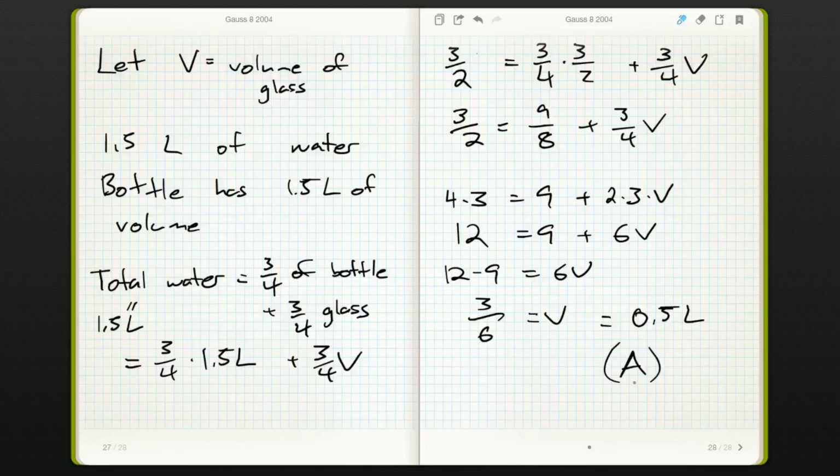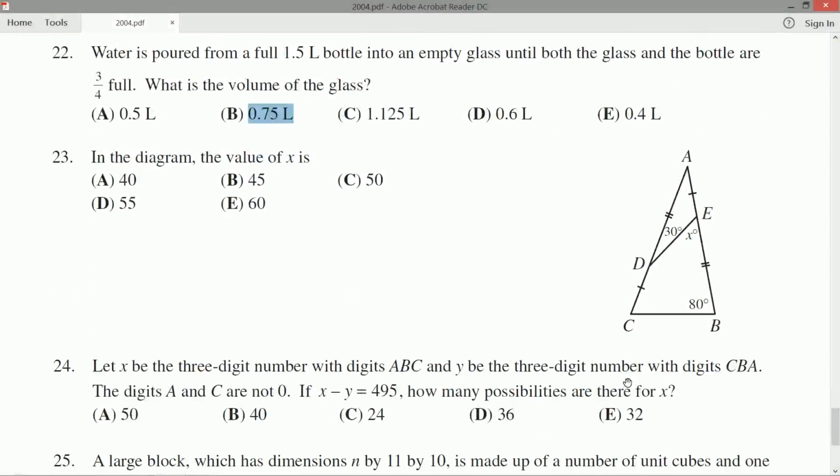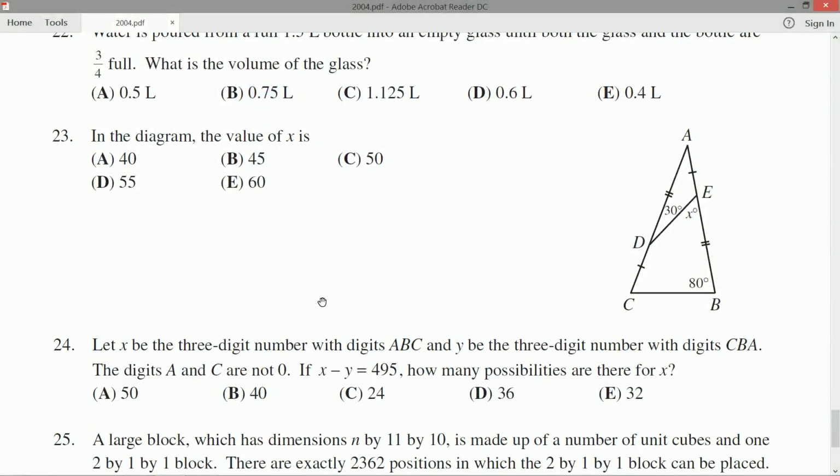Okay, so that does it for question 22. We're nearing the halfway point of part 3. We'll take a look at question number 23, but we'll do that in the next video.